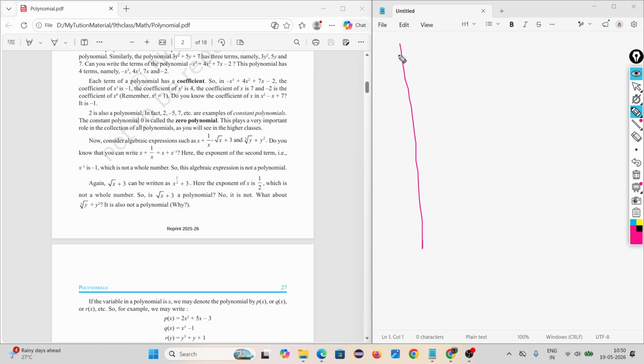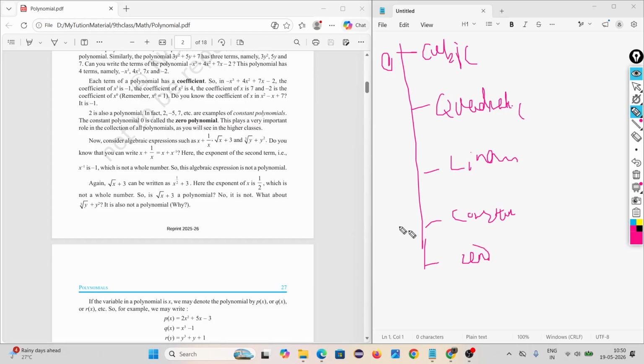So how many types of polynomial did we complete? Cubic, quadratic, linear, constant, 0. Cubic, degree 3; quadratic, degree 2; linear, degree 1; constant, degree 0. Here only 0 is the number.